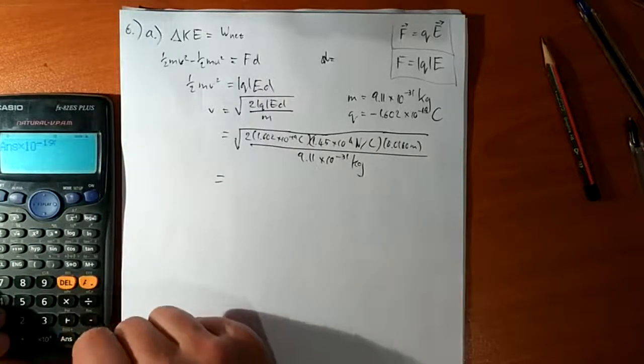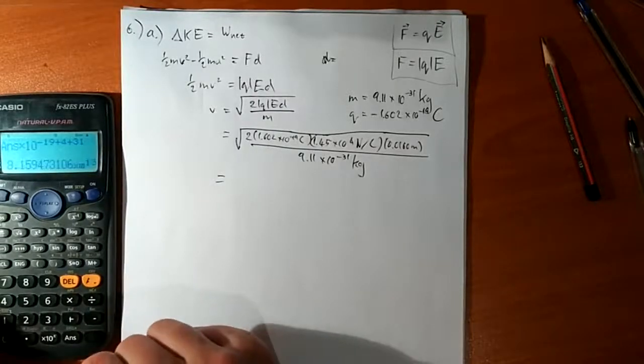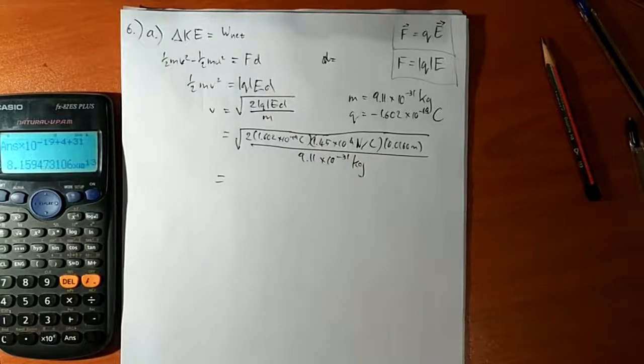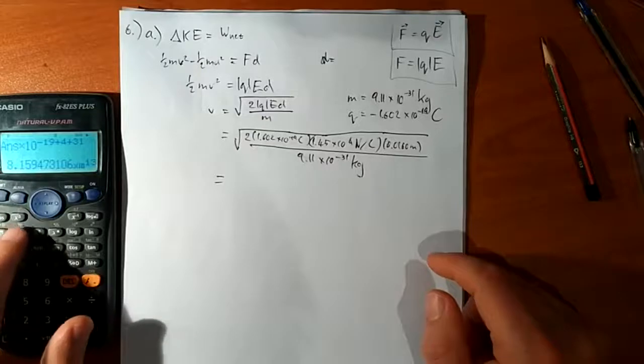Minus 19 plus 4 plus 31. Okay, so that is what is inside the square root, and then I just take the square root of this.